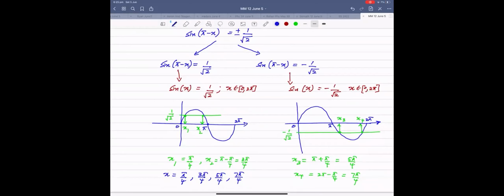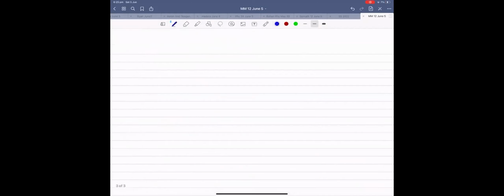Now, the next variation. We'll discuss about the next variation. Okay. So let's consider this. Sin 2x is equal to half. x is from 0 to pi. Find x.